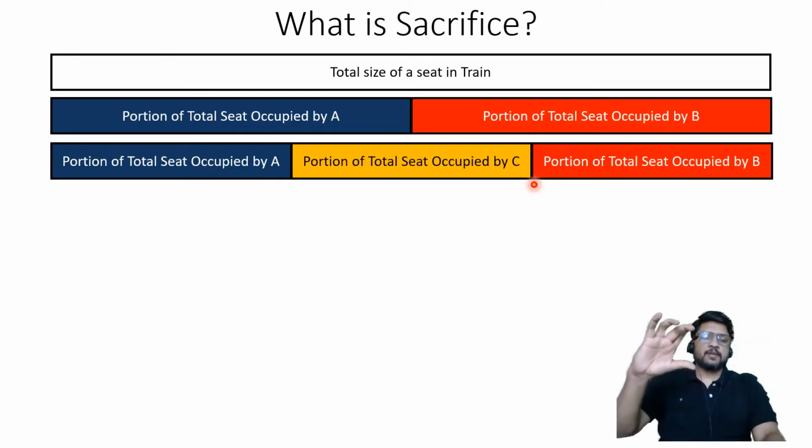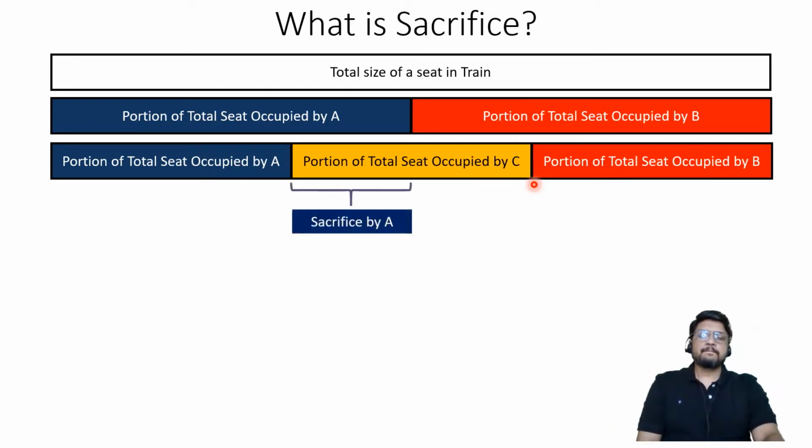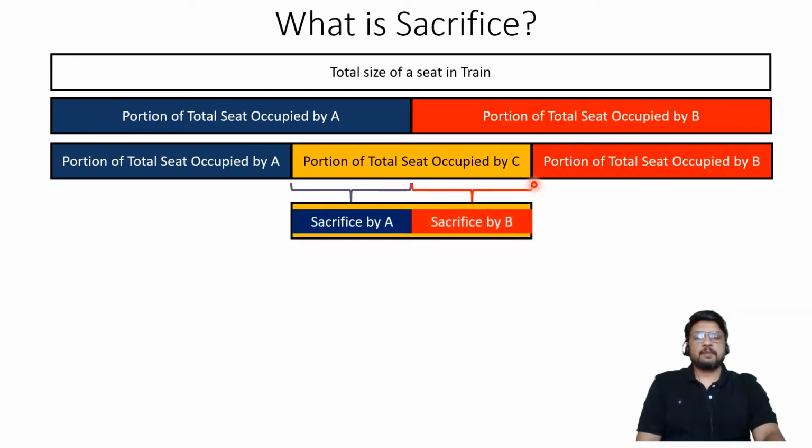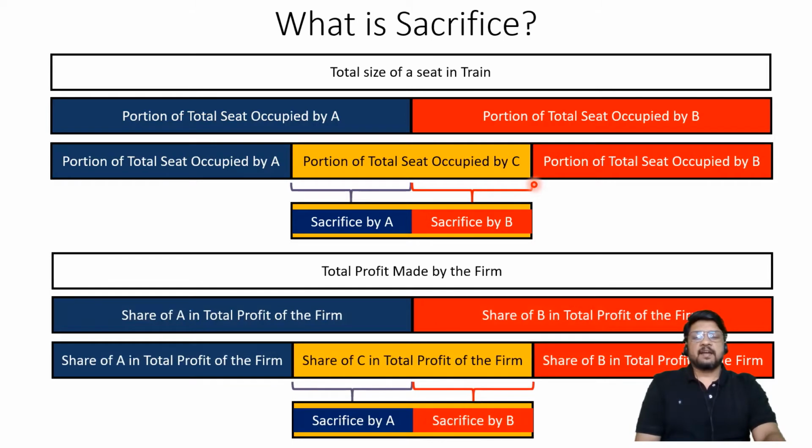Now if this concept can be understood by you, then the next concept is very easy. This is sacrifice by A and this is sacrifice by B. That becomes the total portion of the seat occupied by C. If you have understood this, I can say instead of total size of the seat in a train, we will call it the total profit made by the firm, which before the admission of C was enjoyed by A and B, just for example, equally, and thereafter they are admitting Mr. C in the partnership firm. So earlier they were sharing in the ratio of 1:1, that means 1/2 and 1/2. Now they are going to share, just for example, 1:1:1, that means 1/3, 1/3 and 1/3.